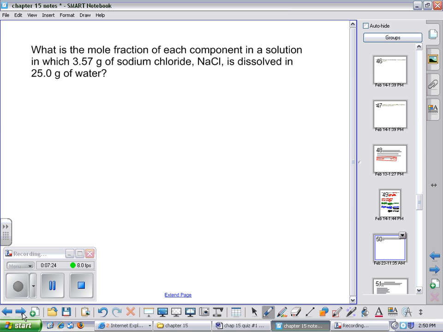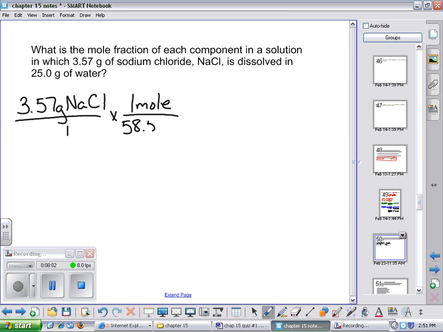It says, what is the mole fraction of each component in a solution in which 3.57 grams of sodium chloride is dissolved in 25 grams of water? So this is almost exactly like the last problem that we did. Instead of starting with percentages, we're starting with our grams. So we need to change our grams into moles. So 23 plus 35.5 is 58.5. So we get 3.57 divided by 58.5. And your moles for this is 0.0610 moles of the sodium chloride.